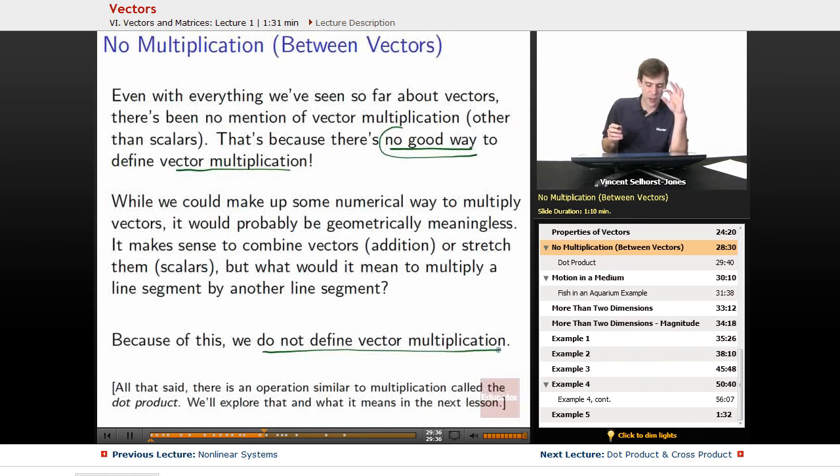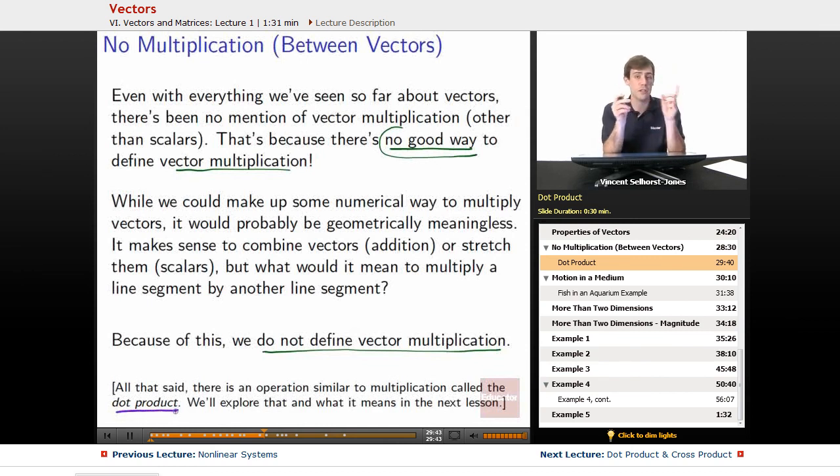Now, all that said, there is an operation similar to multiplication that's called the dot product. That's different though, because it will take two vectors, multiply them together, although it won't multiply them together. It'll take two vectors, and this vector dot this other vector will give us a scalar. It will give us a single real number. So don't worry about that too much now. We're not going to talk about it in this lesson, but we will explore it in the next lesson. So we will see it soon. But for right now, there's just no way to multiply vectors. And even later on, once you see something that's kind of close to it, you'll still see that it's very different from actually multiplying vectors and getting a new vector out of it.